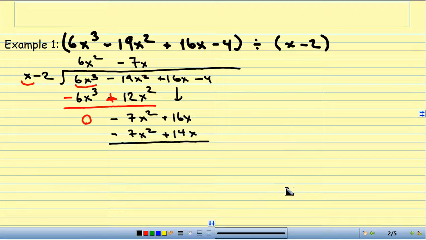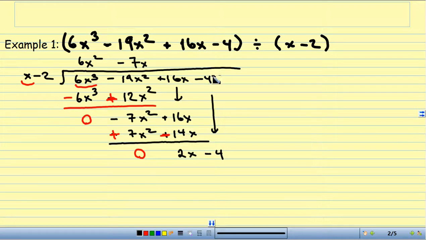And when I do that, I now, don't forget, change the sign. So it's negative, it becomes a positive. It's positive, it becomes a negative. And combine vertically. The first term should end up being a 0. Negative 7x squared plus 7x squared is 0. And now I have 16x minus 14x, which is 2x. Bring down this minus 4.